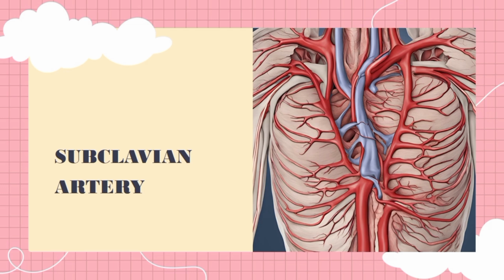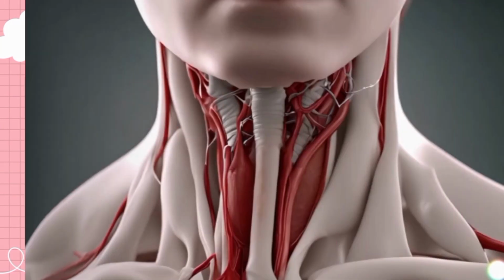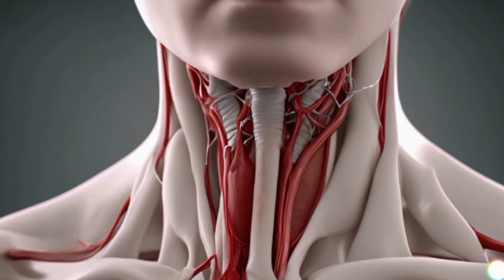Subclavian artery is divided into 3 parts by anterior scalene muscle. Part 1 is medial to it, part 2 is posterior to it, and part 3 is lateral to it. This is the detailed view of how subclavian artery divides.